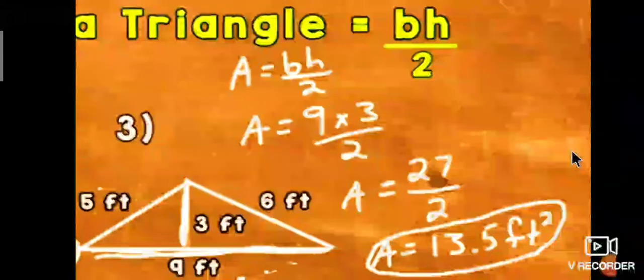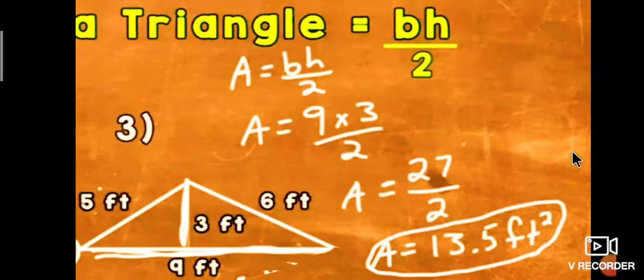Next, the third one, find the area of this triangle. Base is 9 feet, height is 3 feet. Therefore, area is equal to base into height divided by 2. That is, area is equal to 9 into 3 by 2, that is equal to 27 by 2. The area is equal to 13.5 feet square.